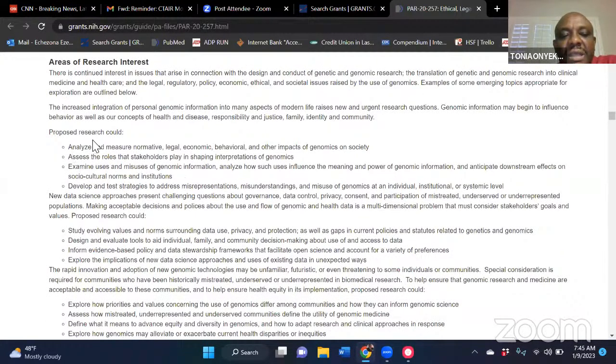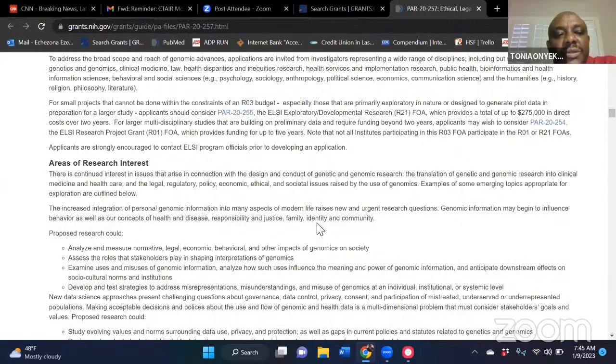They are looking for proposals that could analyze and measure the normative, legal, and economic impact on society, assess the role stakeholders play in shaping interpretation of genomics, examine uses and misuses of genetic information, and develop and test strategies addressing misrepresentations. So these are the things that you want to be able to see. Okay, so this is one of the things you want to look at.